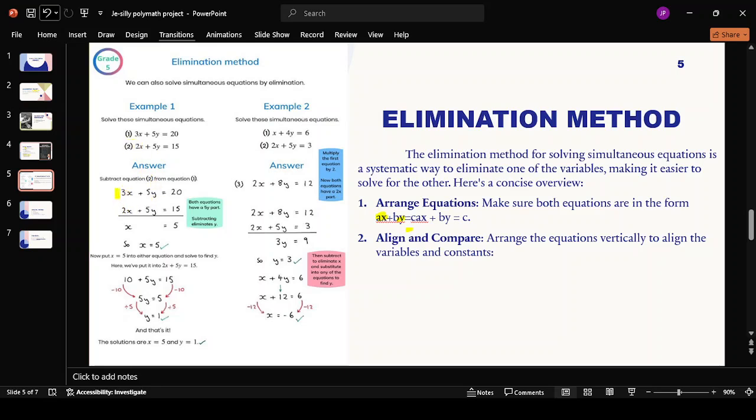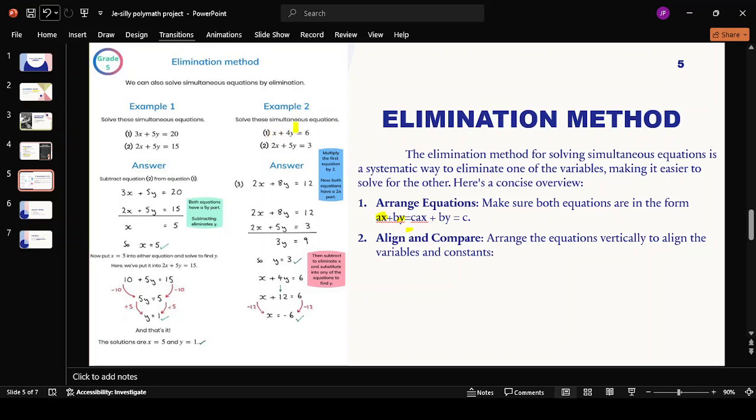So that being said, it'd be like 3x minus 2x gives you x, 5y minus 5y gives you 0, and then 20 minus 15 gives you 5. That means x is equal to 5. And then with further applications, you could find the value of y.